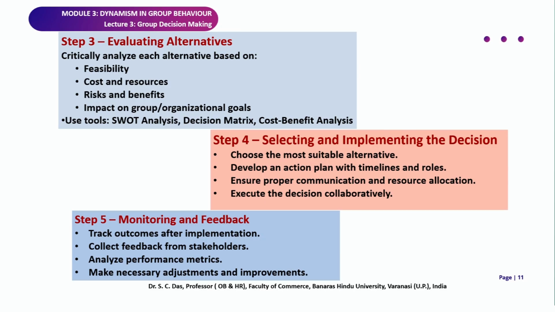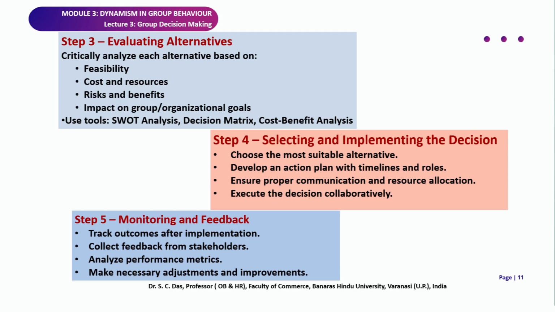Then the third part, evaluating alternatives. I think that's a very important part: critically analyze each alternative based on feasibility. That means for the alternatives you are considering, what is the feasibility of applying them? This is also one of the major considerations. Cost and resources are very important, as are costs and benefits, risks and benefits, impact on groups, and organizational goals. Different techniques you can use for that purpose are SWOT analysis, decision matrix, and cost benefit analysis.